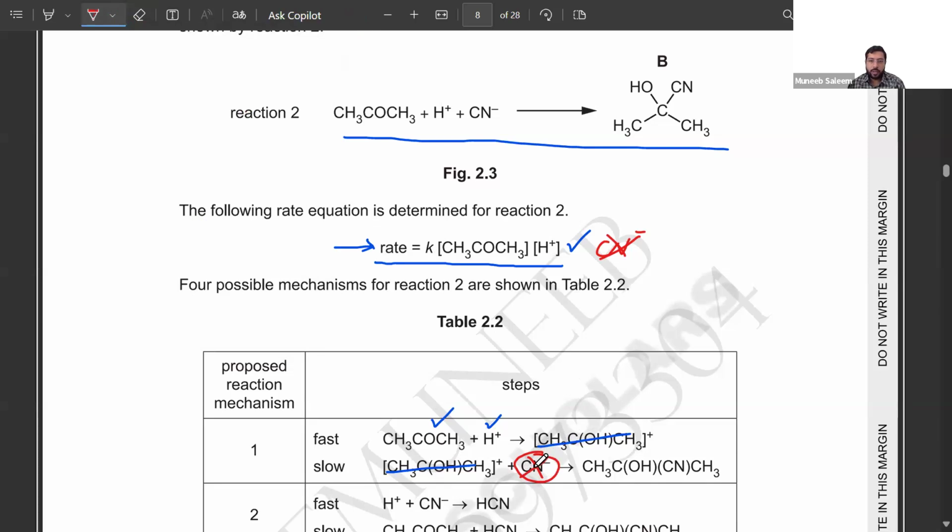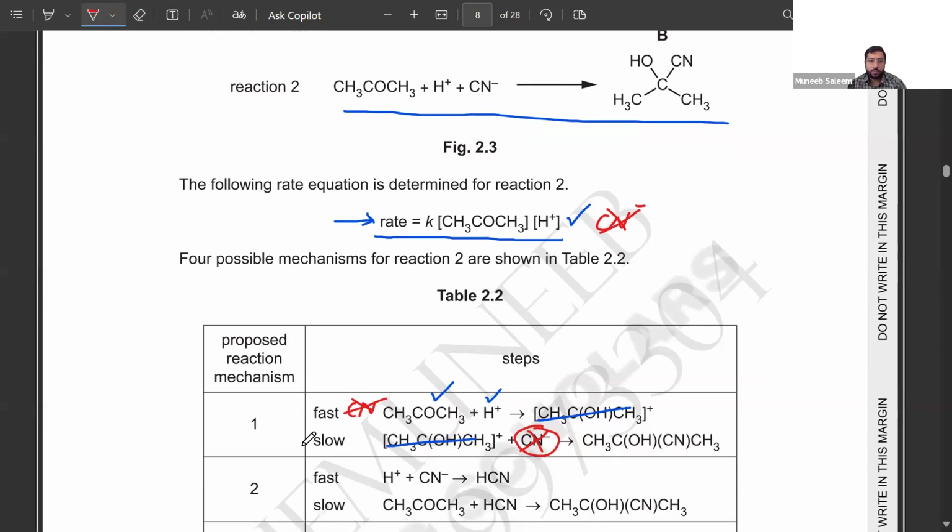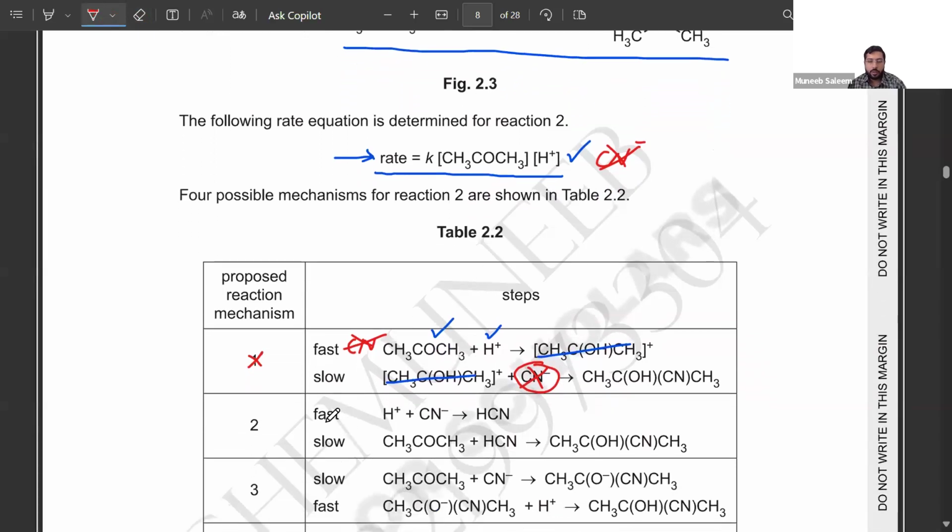In fact, this cyanide is not cancelled with the cyanide on the reactant side of the fast step. It should be cyanide here, cyanide ion here, which should be cancelled with each other over here. But since they are not here, it is not the right mechanism. So one is crossed out. Now we go with the second mechanism.